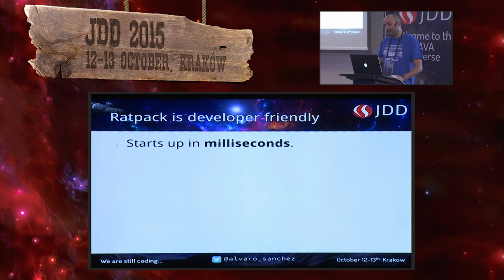So Ratpack is really developer friendly, and if you compare this with Vert.x, for instance, there are some similarities. There are some things that are different, but I think it's much more developer friendly than Vert.x. So the startup is in milliseconds. You'll see that later. If you compare that with Spring Boot, a brand new Spring Boot application takes 3-4 seconds, more or less. A brand new Ratpack application is milliseconds. It's really fast, but it's fast because there's much less inside.